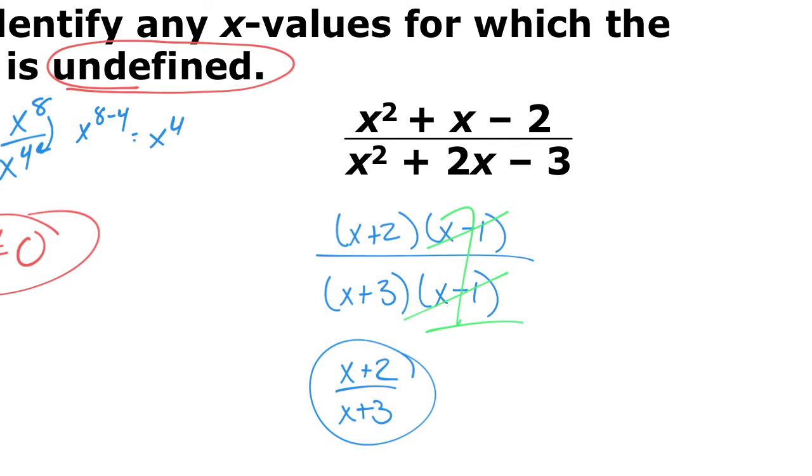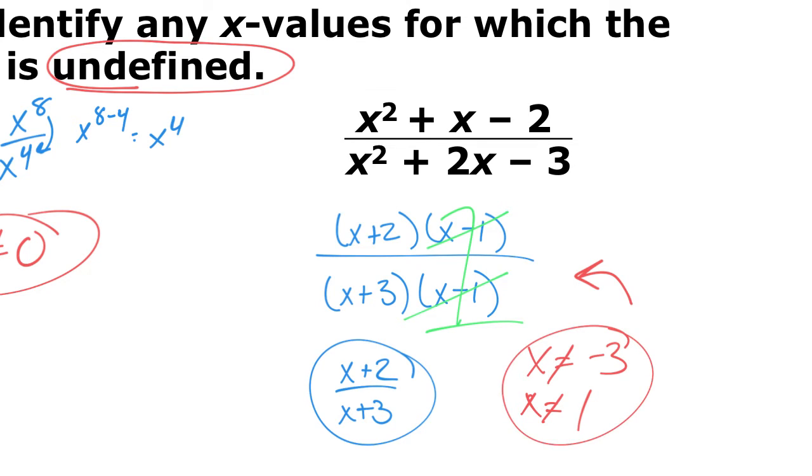Now to find where this one would be undefined, I'm going to look back up here to where I originally factored everything out. And I'm looking in the denominator, and I can see that if x is -3, then that denominator would be 0. So x cannot be -3 and x cannot be 1 because that would make this factor equal to 0. So if x is -3, the whole denominator would be 0. We cannot divide by 0. If x is 1, the whole denominator would be 0. We cannot divide by 0. So these are the values right here for which x is undefined.